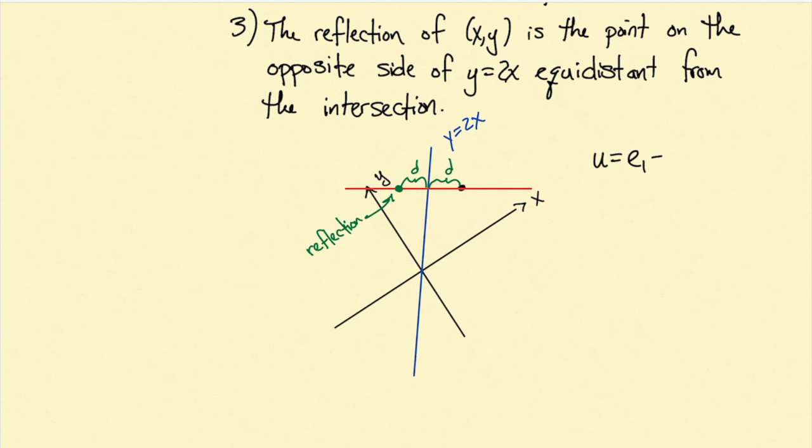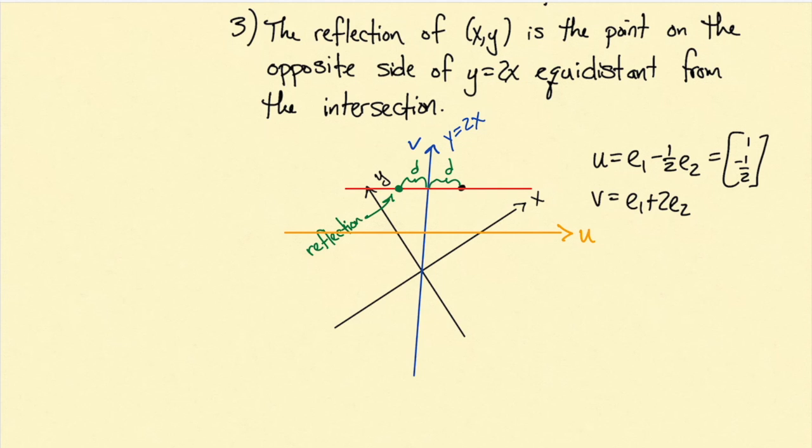If we use the vector u, which is e1 minus a half e2, and the vector v, which is e1 plus 2e2, then we can think about our blue line as being the v-axis, and this orange line as the u-axis. So of course, we get a new coordinate system, and our reflection now, instead of being across the line y equals 2x, is simply a reflection across the vertical axis, which we already know how to handle.